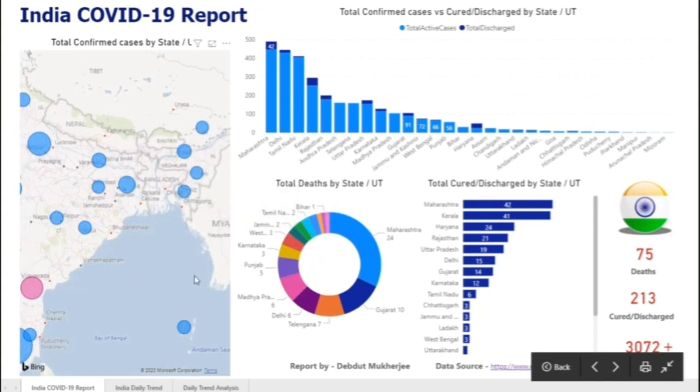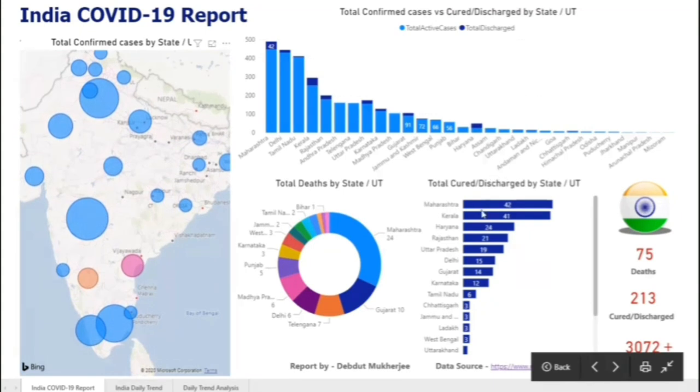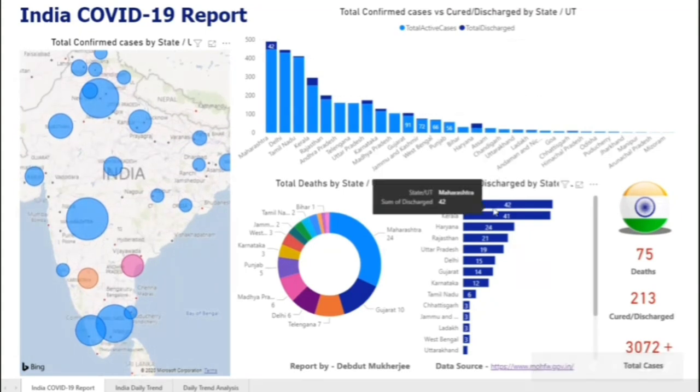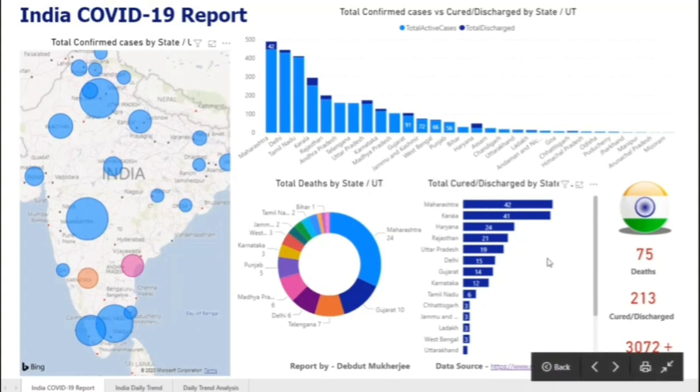In other states, for example, the recovery count is highest in Maharashtra with 42 people who have recovered so far, in Kerala it's 41, then Haryana it's 24. So people are recovering well in some of the states, but in those other states we do not see any signs of recovery, which is alarming. So we need to take care of that.